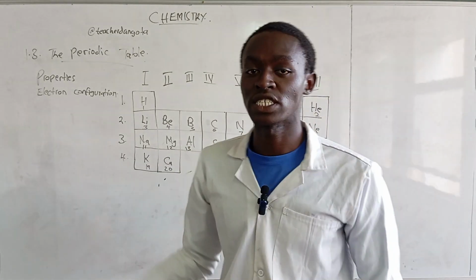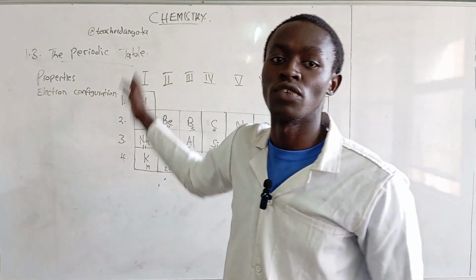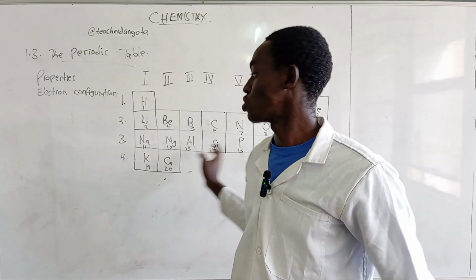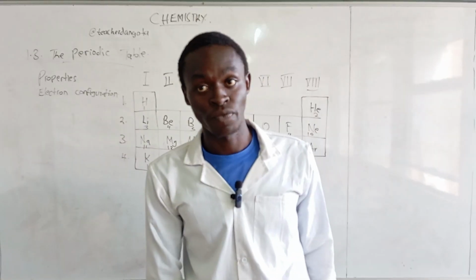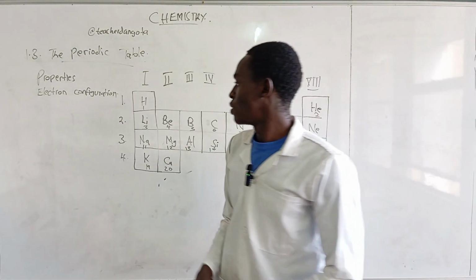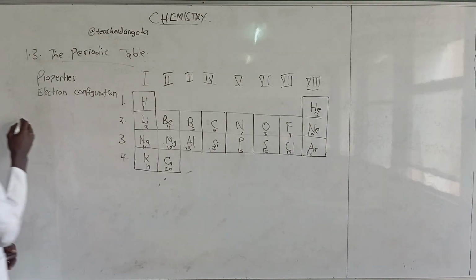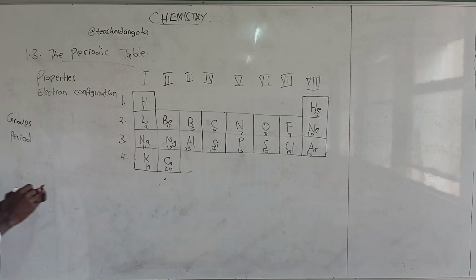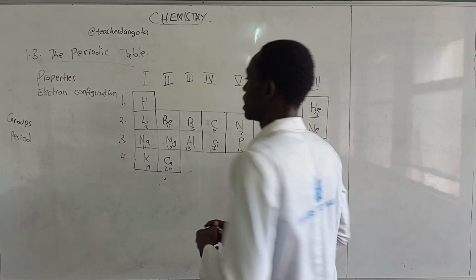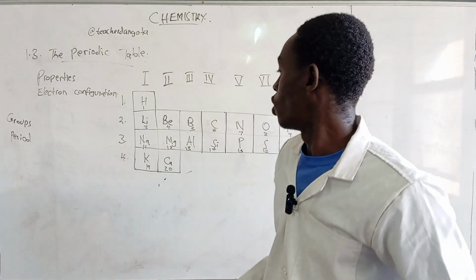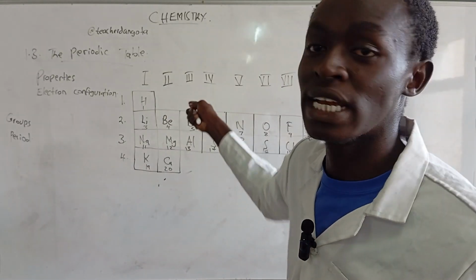The vertical columns represent the groups. Then the horizontal rows, that's where we're having the periods. Now, in understanding the groups and periods, something crucial that you should know is that elements that are found in the same group have the same number of electrons in the outermost energy level.